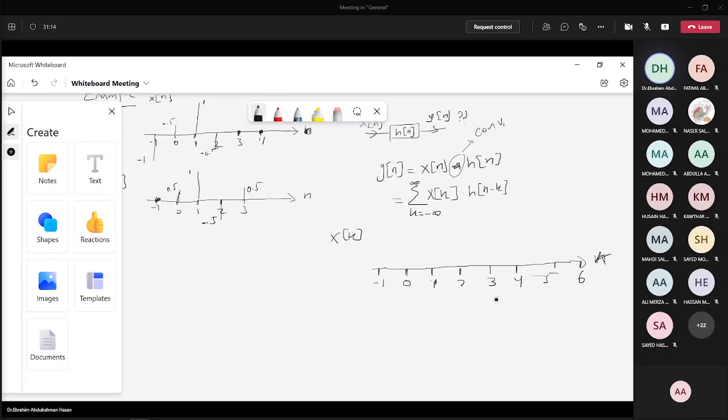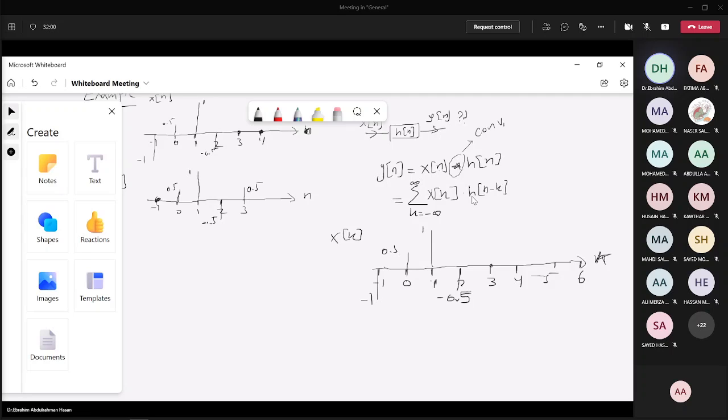So here at -1 it is equal to 0. At 0 equal to 0.5. At 1 equal to 1. At 2 equal to -0.5. At 3 equal to 0. This is my x.